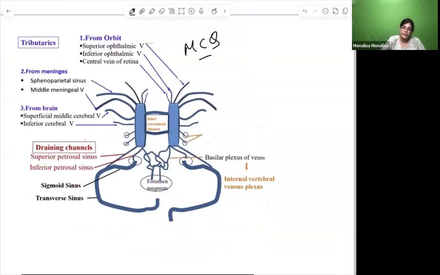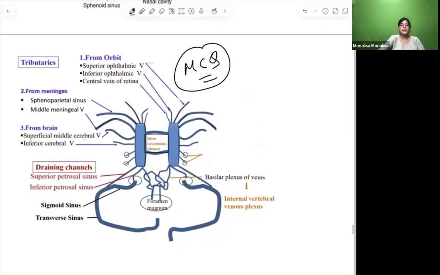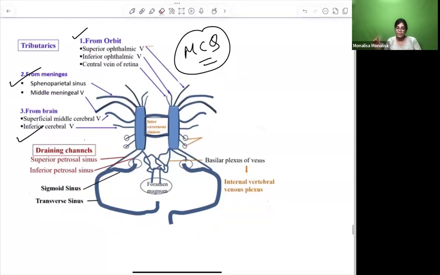So this is showing you the relations of the cavernous sinus, and this is showing you the tributaries. Very, very important for your examination. Tributaries means they are carrying blood directly to the cavernous sinus. The cavernous sinus receives blood from three sources: from the orbit, the superior and inferior ophthalmic veins and central vein of the retina; from the meninges, the middle meningeal vein and sphenoparietal sinus; and from the brain, the inferior cerebral vein and superficial middle cerebral vein. So this is important for your examination.